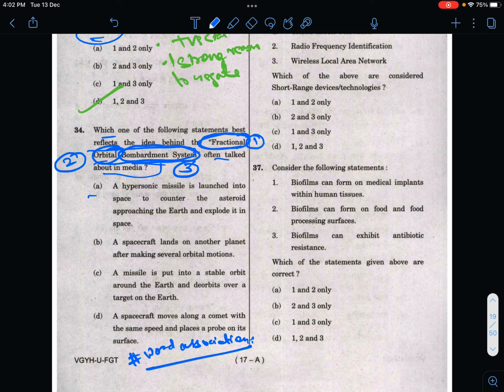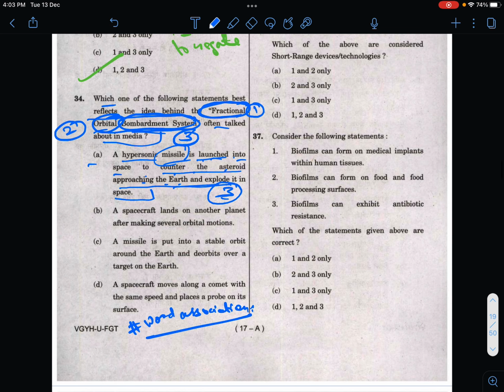Option A says a hypersonic missile is launched into space to counter the asteroid approaching the Earth and explode. So explosion, missile, relates to bombardment system. It has elements of number 3, launched into space to counter the asteroid approaching the Earth, explode. So it doesn't speak about the orbit at all. Okay, I'll keep it on hold. I'll compare it with the other options, but it only has a relation with the third keyword, which is the bombardment system. Let's see what option B says.